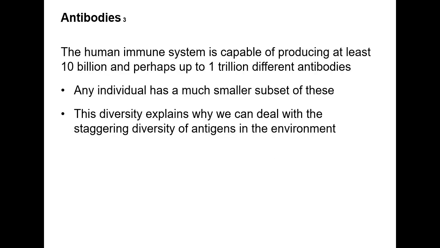So overall, the human immune system is capable of making at least 10 billion antibodies, and sometimes even up to 1 trillion different types of antibodies, which is important because we need to have great diversity in these antibodies so that we can respond to the great diversity of antigens that we have around us at any point in time throughout the day.